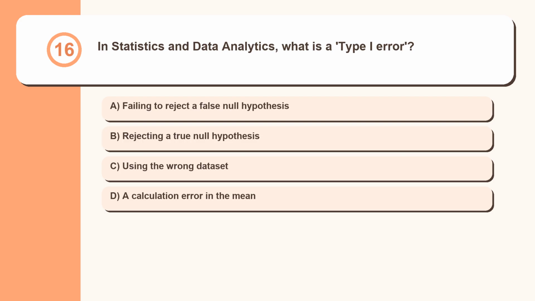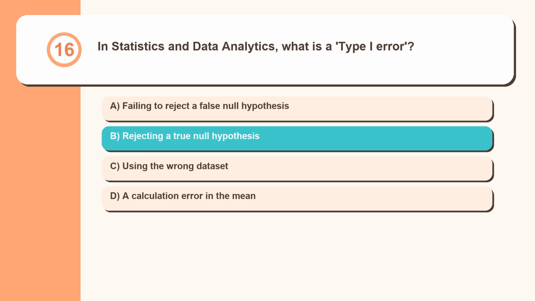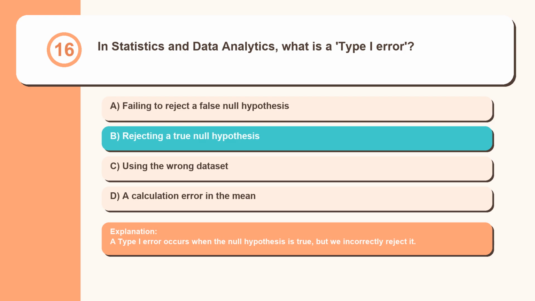Question 16. In statistics and data analytics, what is a type I error? Failing to reject a false null hypothesis. Rejecting a true null hypothesis. Using the wrong dataset. A calculation error in the mean. A type I error occurs when the null hypothesis is true, but we incorrectly reject it.